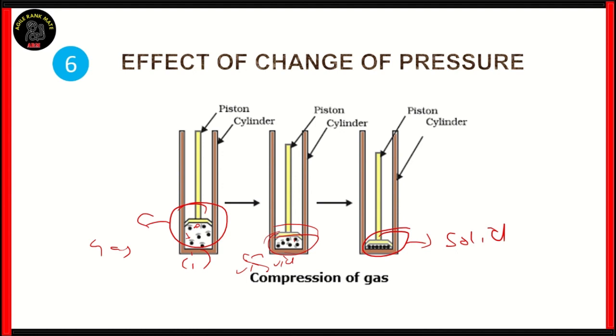So basically the important thing is that the pressure changes the space. Gas has more space, liquid has less space, and solid has the least amount of space. So the pressure basically changes the amount of space between the particles in each of these states of matter.